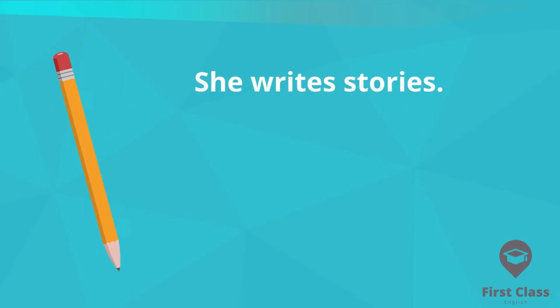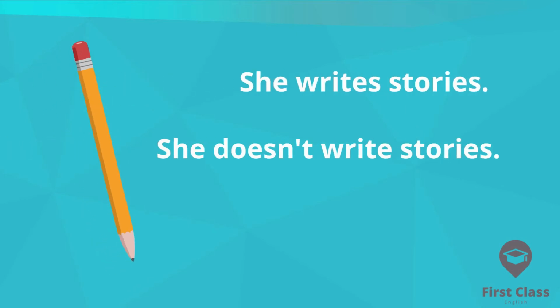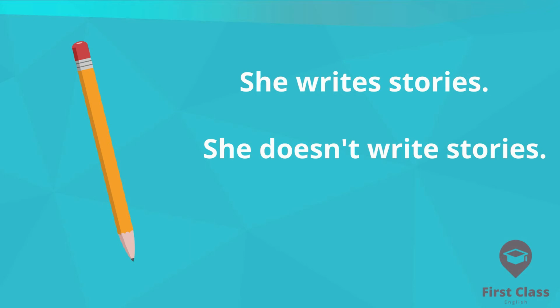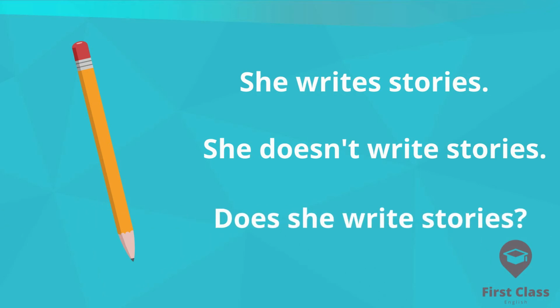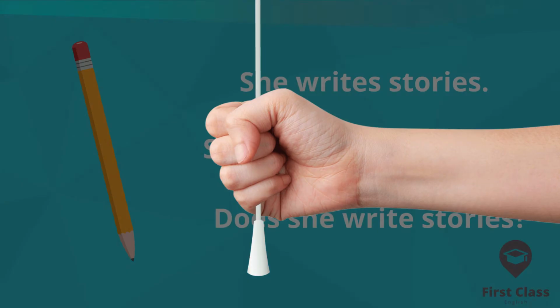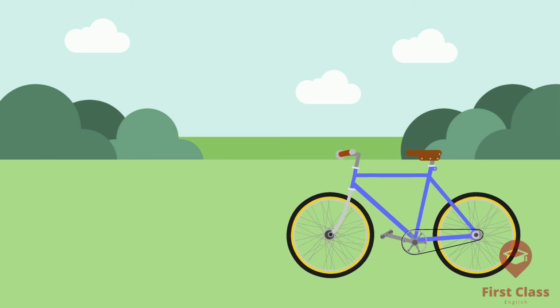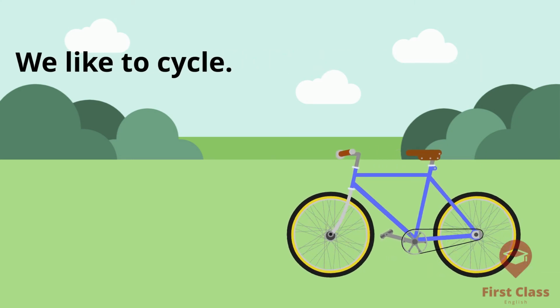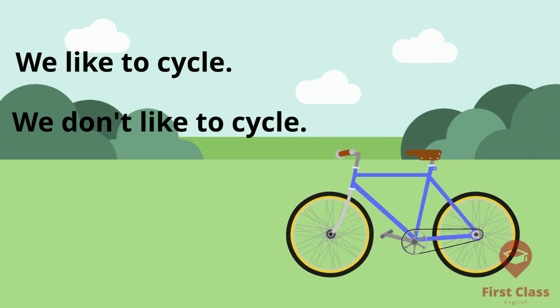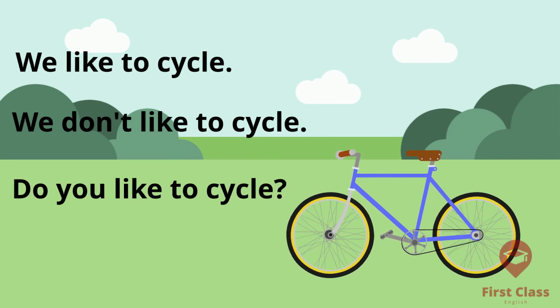Let's look at some examples of the present simple in its different forms. She writes stories. She doesn't write stories. Does she write stories? Or how about here? We like to cycle. We don't like to cycle. Do you like to cycle?